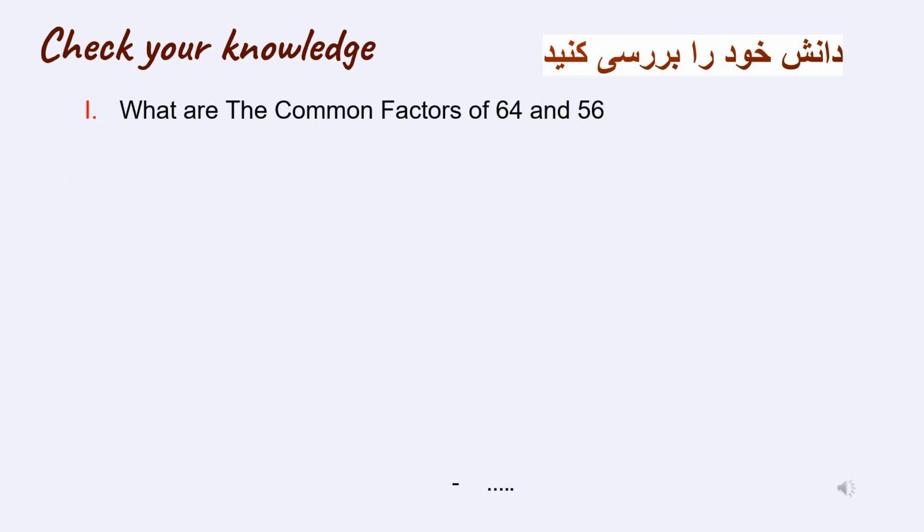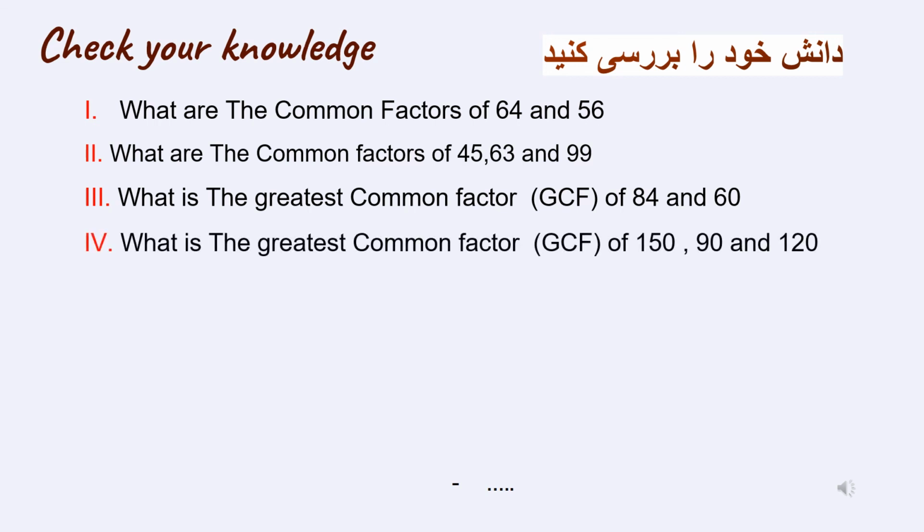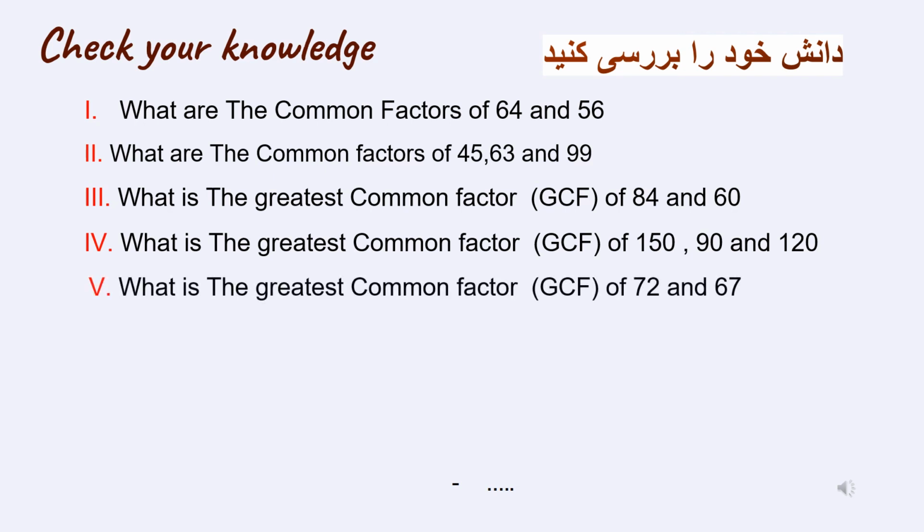Check your knowledge. Now we are at the last part of the lesson, which is the questions. The first question: what are the common factors of 64 and 56? Second, what are the common factors of 45, 63 and 99? Number three, what is the greatest common factor, GCF, of 84 and 60? Number four, what is the GCF of 150, 90 and 120? Number five, what is the GCF of 72 and 67?